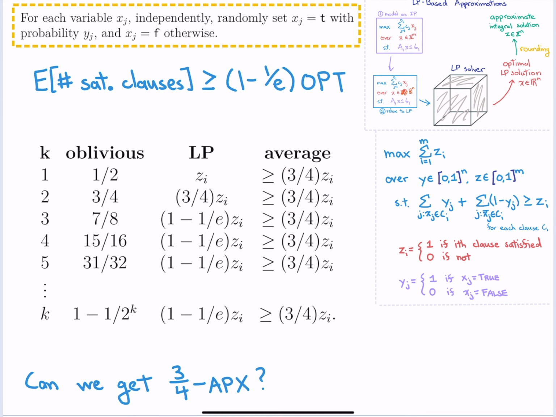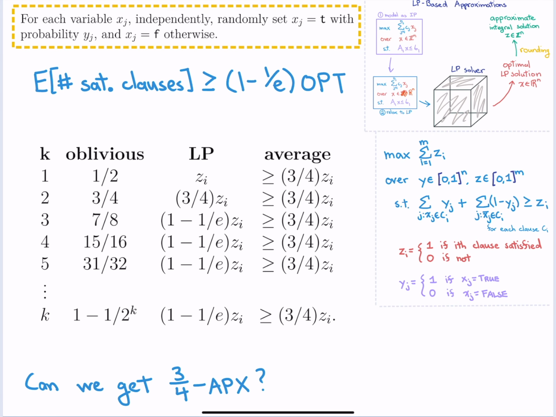All right, so let me put this side by side, right? If I looked at clauses based on how many variables are in them: on the oblivious side, it's 1/2, 3/4, 7/8. That's what we did last time. And for the LP-based approach, we get at least 1 minus 1 over e for everything, but we just showed for the special case of k equals 1, you just get zi. And in the special case k equals 2, you get 3/4 zi. Okay?